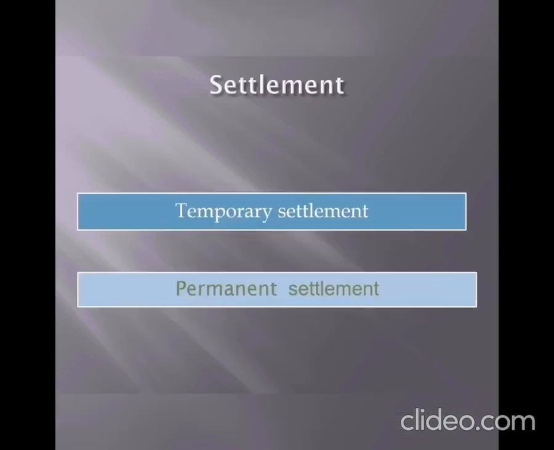Settlement. Settlements are groups of people living together, usually in a town or a village. The size of the settlements depends on the facilities and infrastructure present in the area. Infrastructure like roads, railways, hospitals, police stations, rest houses, post office present in an area invite people to come and stay. Types of settlement. Settlement patterns can be broadly classified as temporary and permanent settlement.